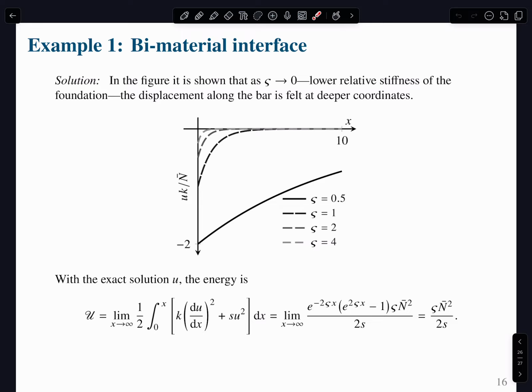And what can we notice, to see whether the solution makes sense? What do you notice in the plots? What happens as my lateral stiffness gets smaller?